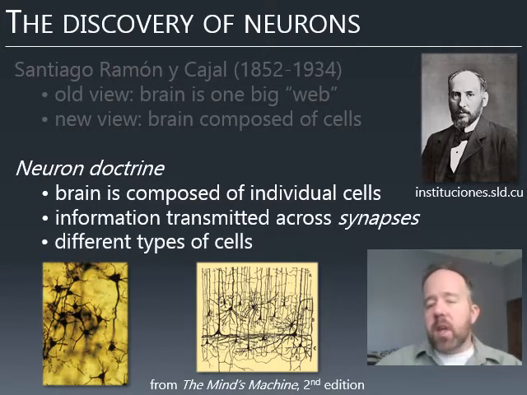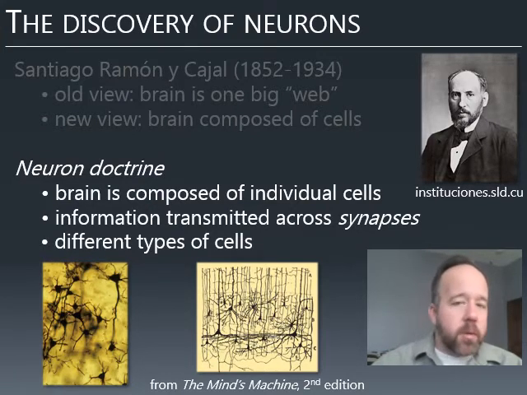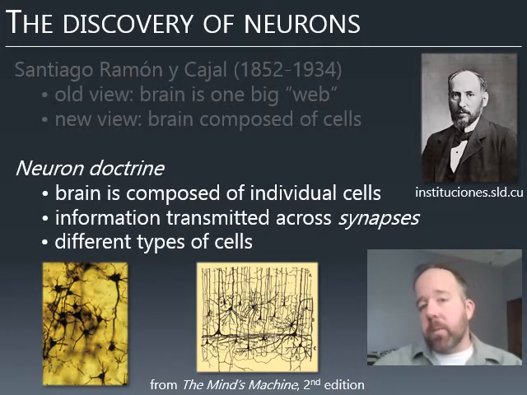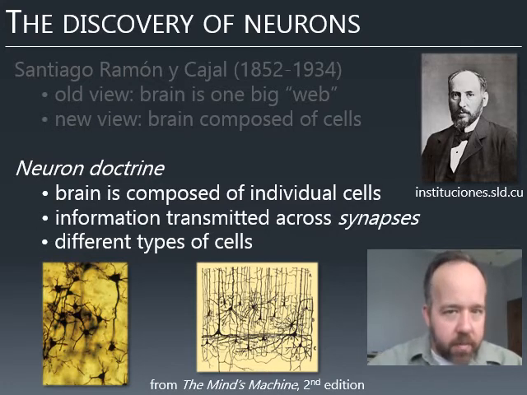And also there are different types of cells. So not only is the brain not one giant interconnected mass, there are different kinds of cells that talk to one another. And those cells vary in terms of their structure, and because they vary in structure, they're going to vary in function. And different parts of the brain have different kinds of cells, as we'll see.